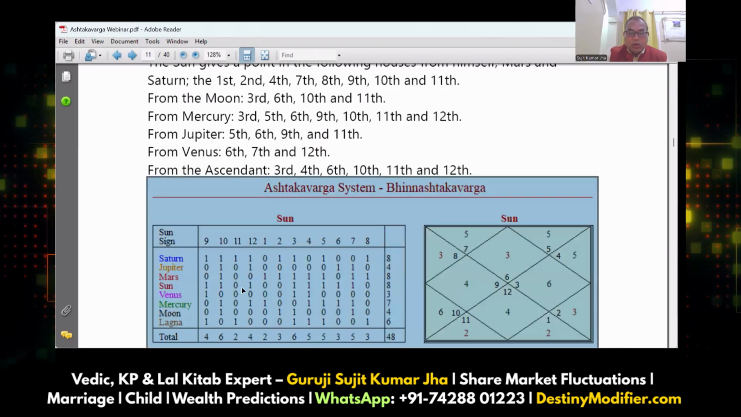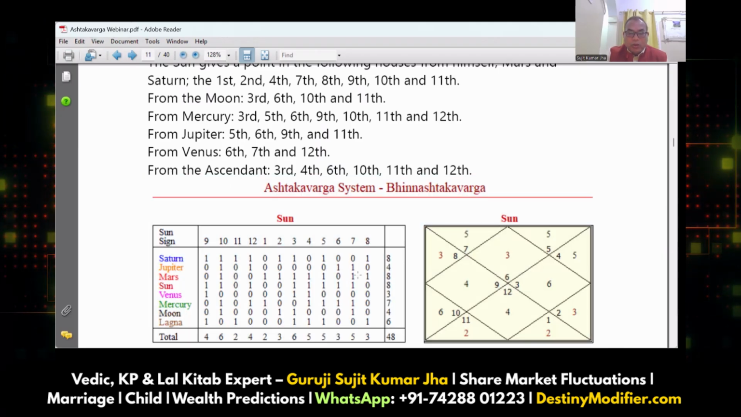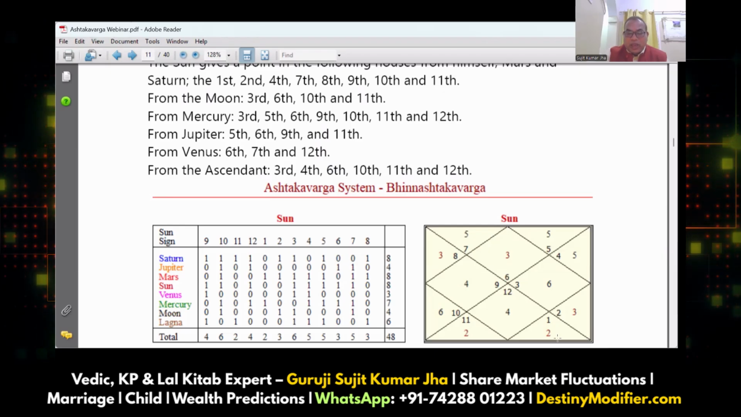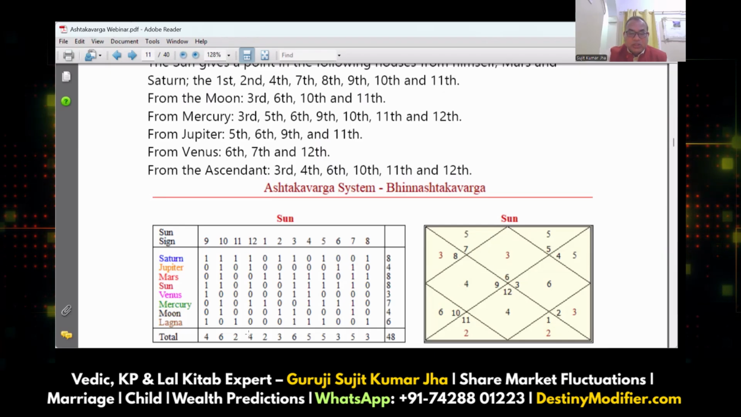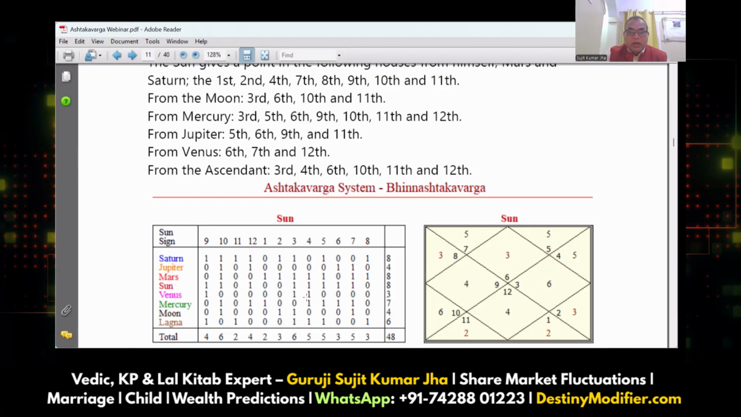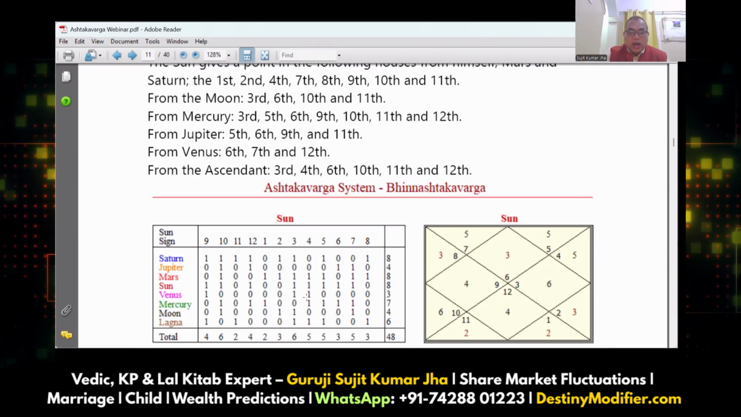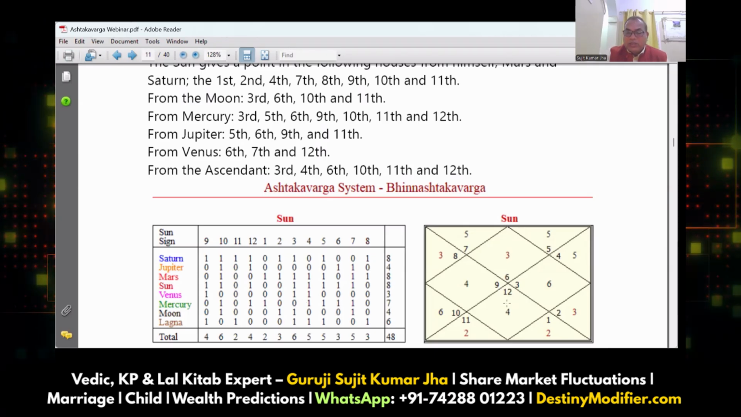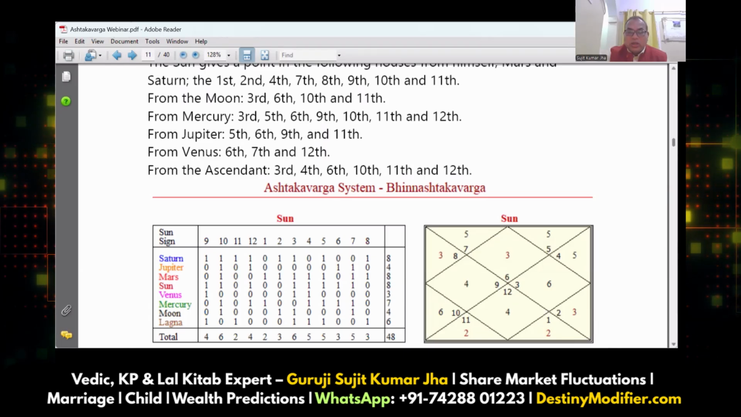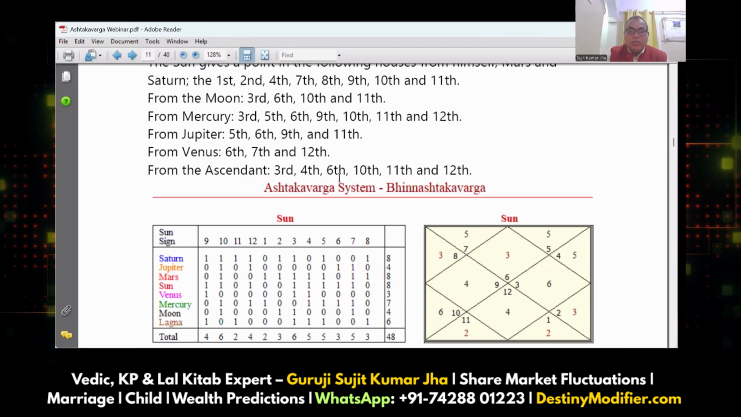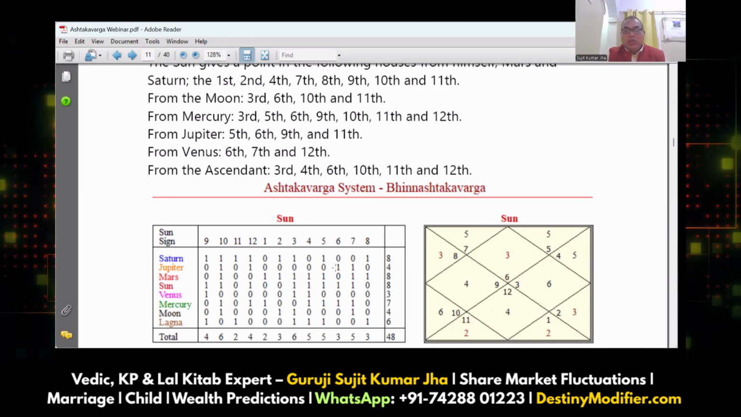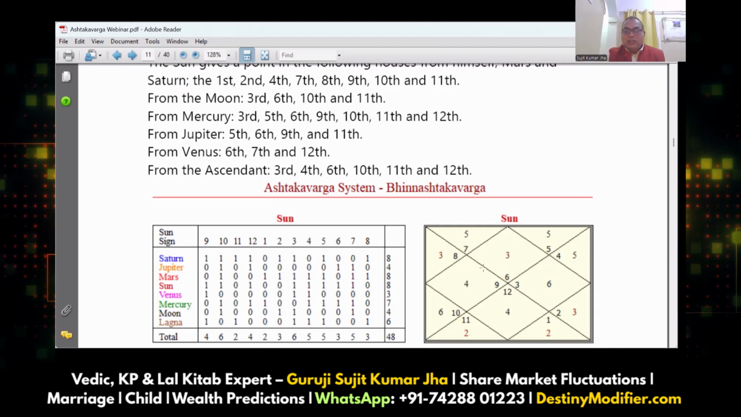You have to count from here. Then third house, second house also given. Second house is Gemini sign. So see Gemini sign also Saturn has given point. Then third house not given. Third house is Cancer. So Cancer, no point. Then Leo. Leo has given. So like that, we have to create some Ashtakavarga.